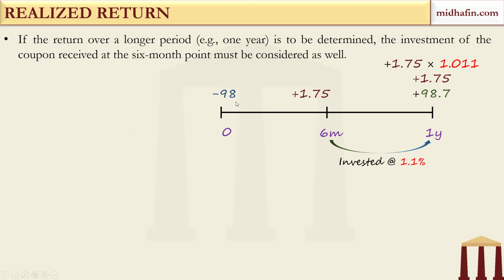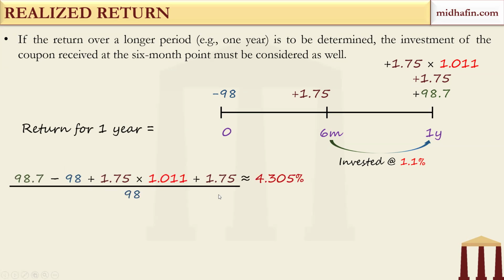And then I'll subtract the cash price that I paid initially, 98. And then I will divide it by my initial investment, that is again 98. That will be my return for the 1 year period. So when I do it, I get my answer as 4.305%. Okay, now this is my yearly return.